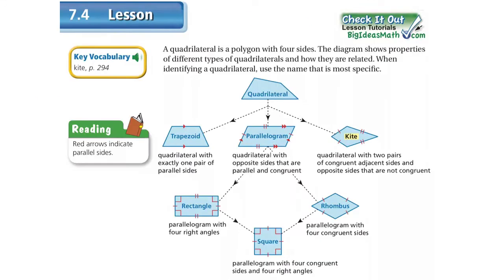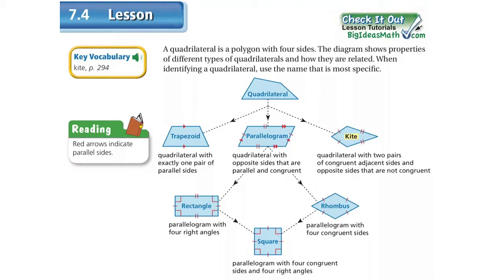Okay, so lesson 7.4 is about quadrilaterals. So we're moving on from triangles, which are three-sided shapes, to quadrilaterals, which are four-sided shapes. And this diagram shows properties of different types of quadrilaterals and how they're related to one another. So a quadrilateral at the top of the diagram is just any four-sided shape.